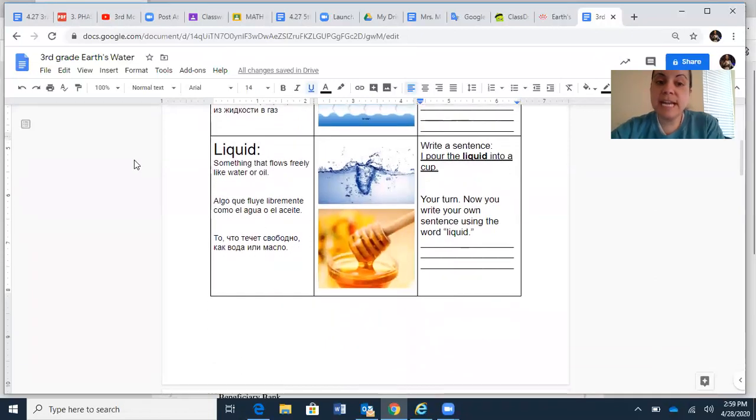All right. The next vocabulary word is liquid. Can you say that with me? Liquid. Good job. Liquid means something that flows freely, like water or oil. Here it is in Spanish, here it is in Russian. This is a picture of water. Do you see how the water flows freely? Inside of my cup here, I also have liquid. It flows freely. This is a picture of liquid honey. It also flows freely.